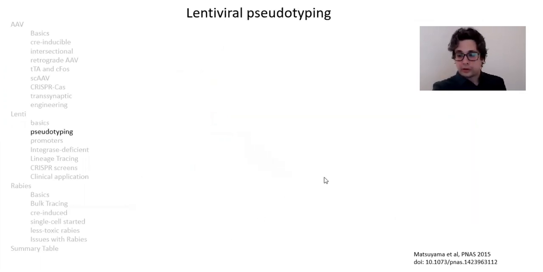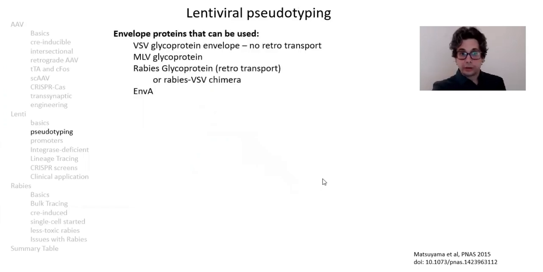Now, an important part of lentiviral use is that you can pseudotype these viruses, because it's enveloped. So instead of using the normal lentivirus envelope, you can use something like the vesicular stomatitis virus glycoprotein envelope, which then infects only the cell bodies. You can use a murine leukemia virus glycoprotein. You can use the rabies glycoprotein, which allows for pretty robust retrograde transport, or a rabies VSV chimera that works a bit better. But most potently, you can use the TVA system.